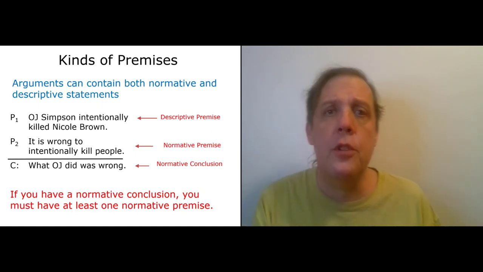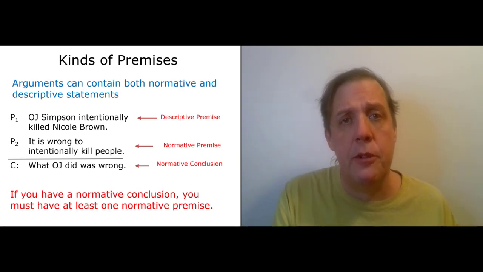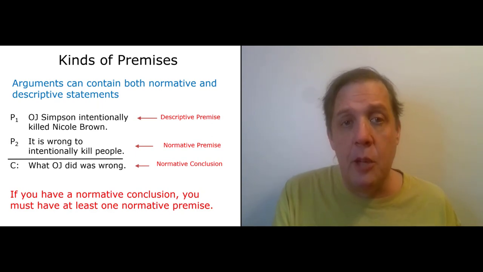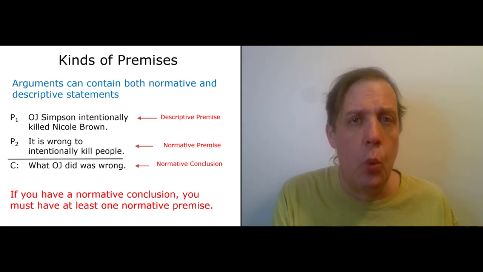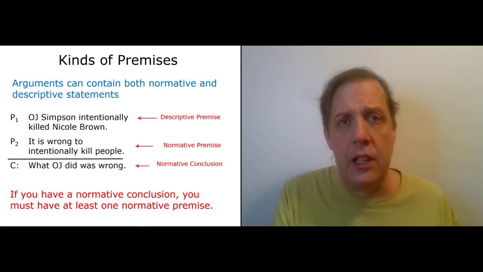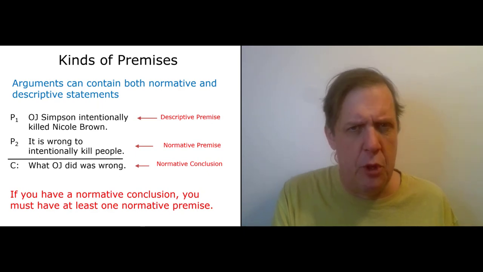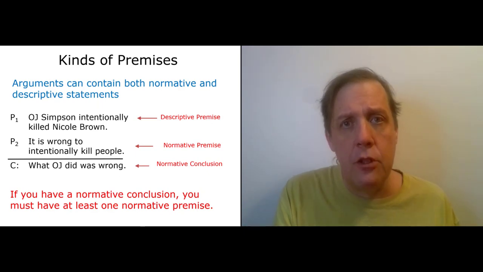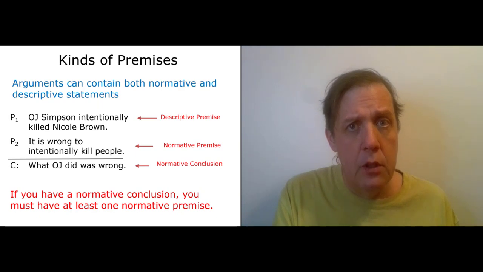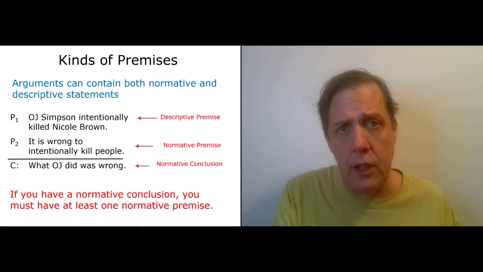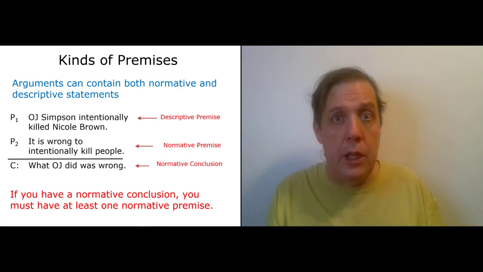So it's important also to note how normative and descriptive statements work in arguments. An argument can contain both normative and descriptive statements. However, if it has a normative conclusion, it must have at least one normative premise. This is called the is-ought fallacy if you do it wrong. You can't derive an ought from an is. The is only tells you how the world is. It doesn't tell you how the world should be.